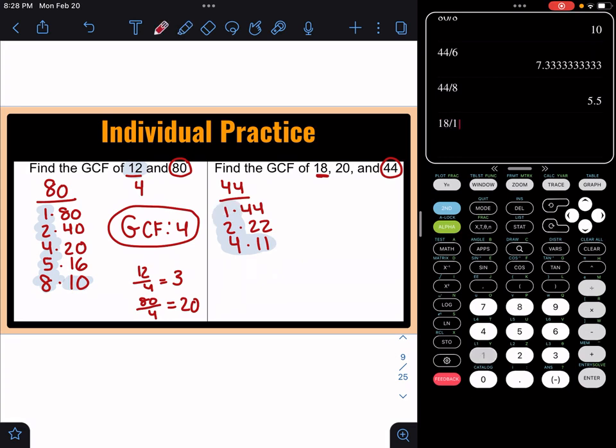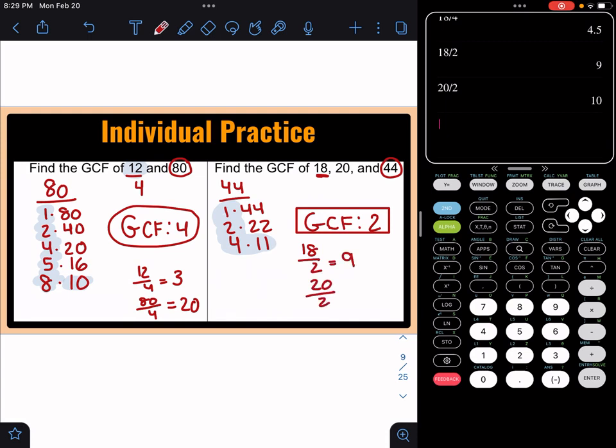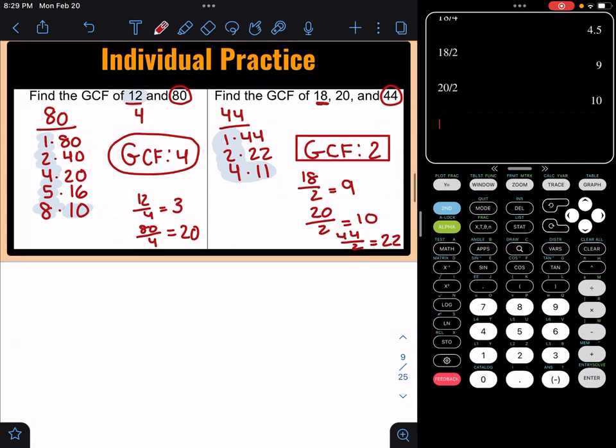18 divided by 11, no good. 18 divided by 4, no good. 18 divided by 2, that works. And 20 divided by 2, that works. So our GCF is 2. And to check if you're right, you take each number and divide it by the GCF. So 18 divided by 2 is 9. 20 divided by 2 is 10. And 44 divided by 2 is 22, I meant. And there is no number that I could take out of 9, 10, and 22, so my GCF is just 2.